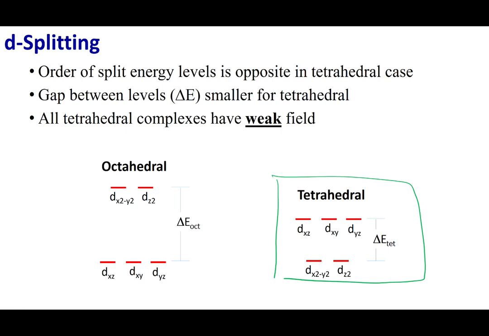What you will notice is it's the exact opposite of the octahedral. The dx squared minus y squared and the dz squared are on the bottom, and the dxz, the dxy, and the dyz are up on top. Because the ligands weren't directly pointed towards one of those d orbitals, the delta E for the tetrahedral case is always going to be smaller than the octahedral. In other words, the splitting is always going to be weak and small. So every ligand in the tetrahedral scenario is going to be considered a weak field ligand.